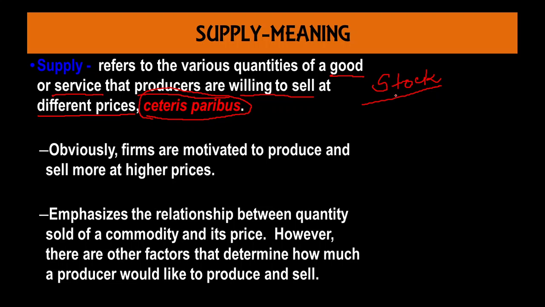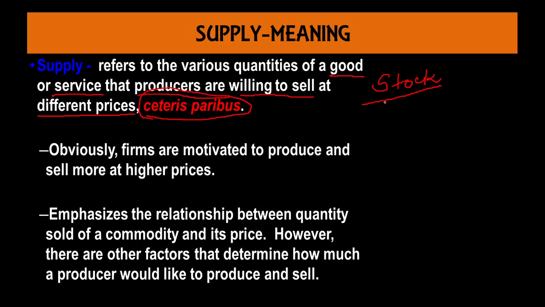Whereas stock is something which is there in the godown, and which can be brought for sale after a short notice. A span of time is involved here, whereas in case of supply, at a particular point in time, it is already available in the market for sale. That is the basic difference.